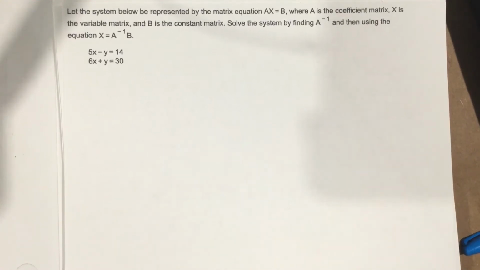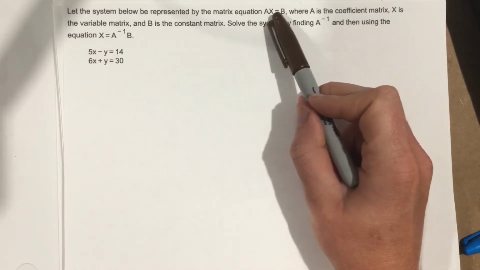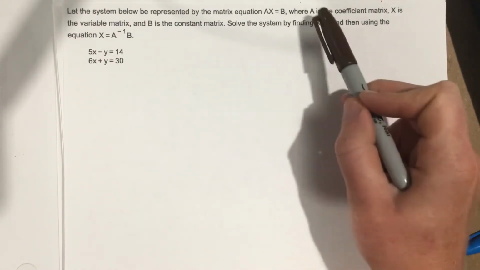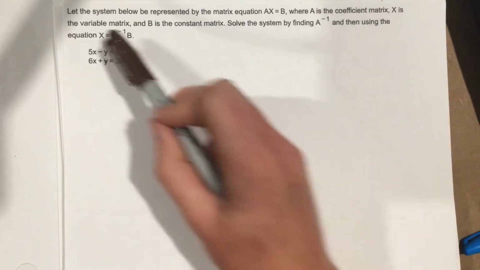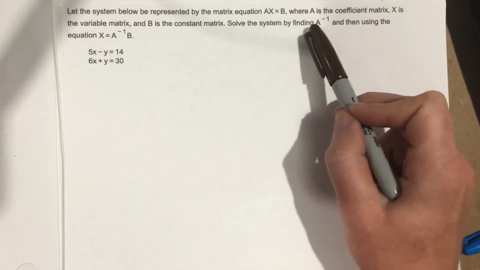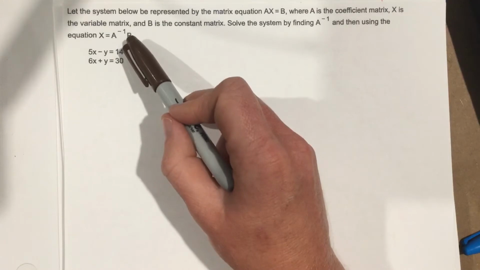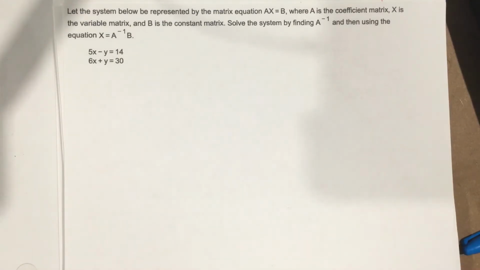This is problem number 8 from section 9.6. In this problem, they say, let the system below be represented by the matrix equation AX equal B, where A is the coefficient matrix, X is the variable matrix, and B is a constant matrix. Solve the system by finding A inverse, and then using the equation X equals A inverse times B.